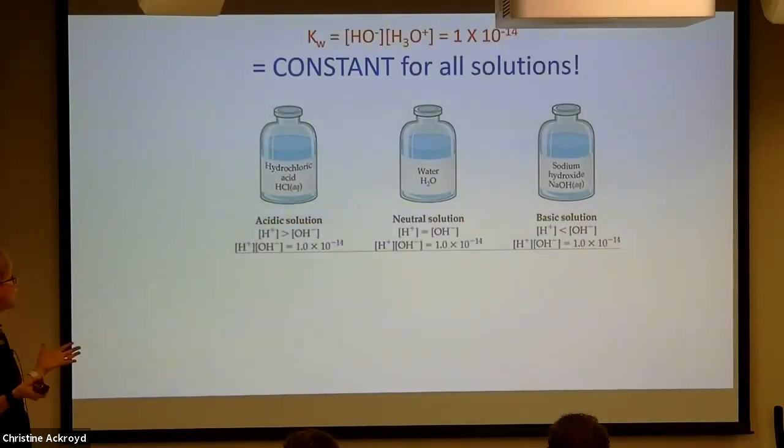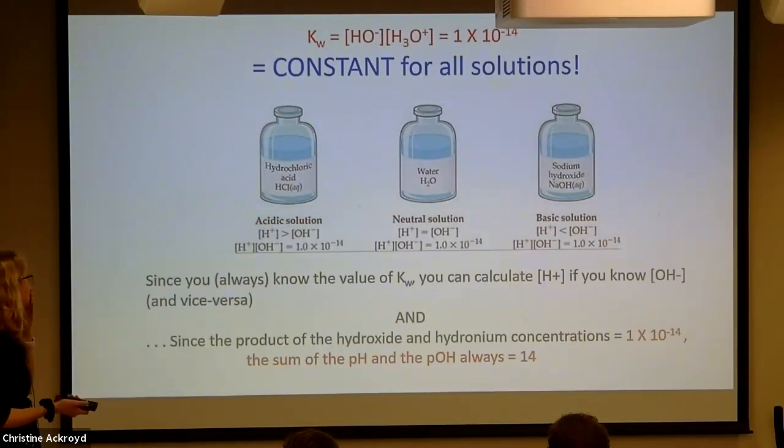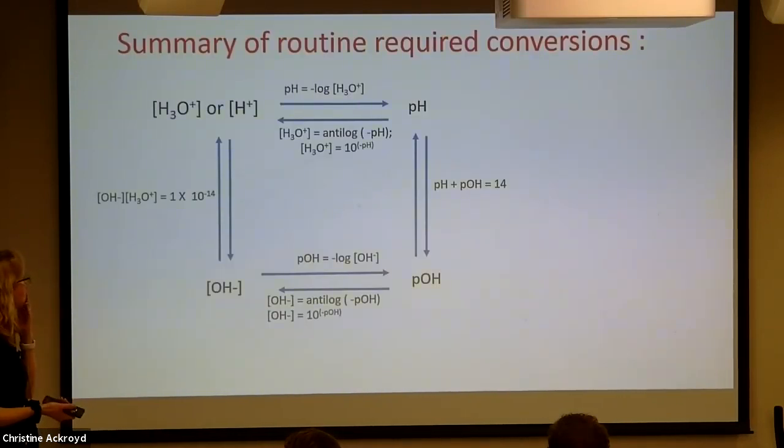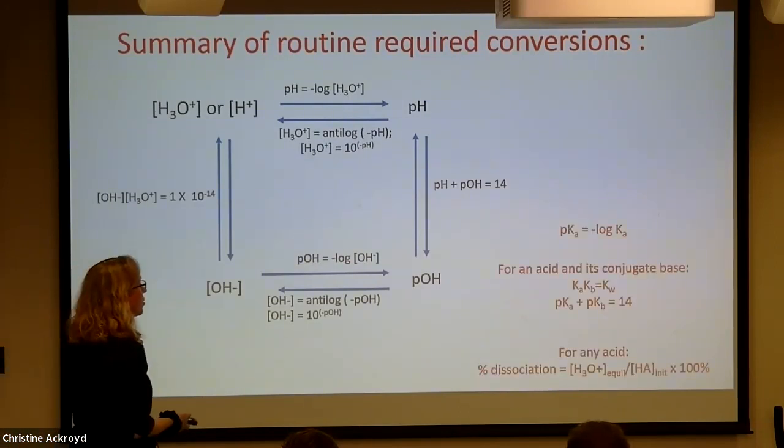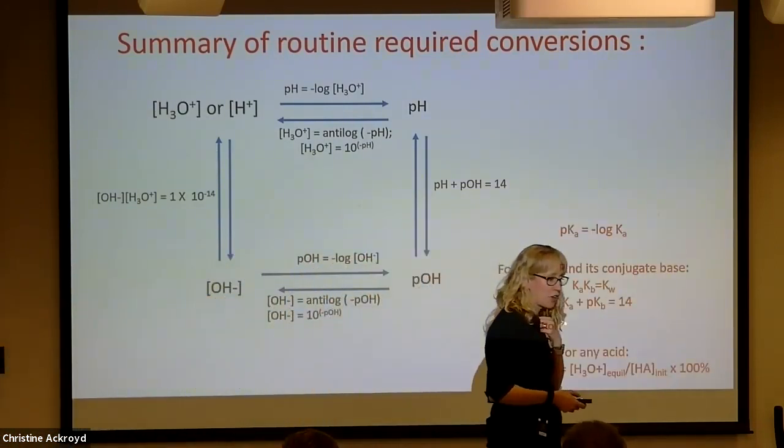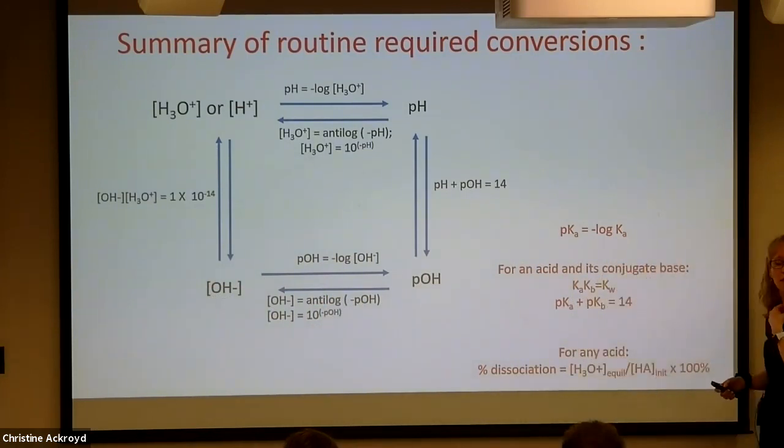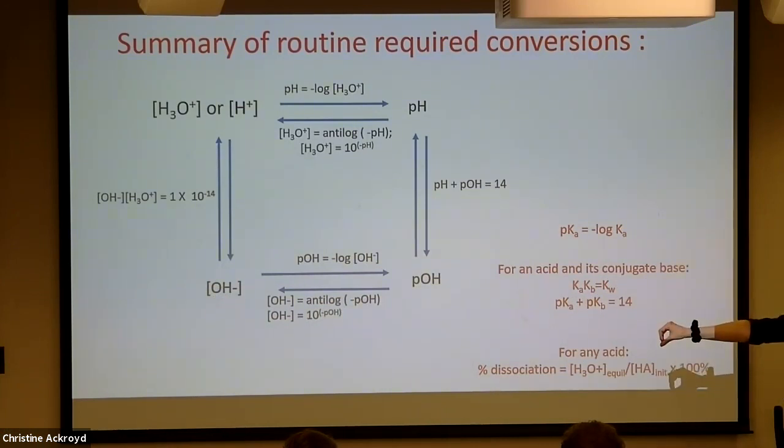There are some conversions that you need to be able to do that we talked about last time. You need to be able to convert hydronium to pH, pH to pOH, pOH to hydroxide concentration. You need to be able to convert Ka to pKa. We need to be able to get the Kb of a base from the Ka of the conjugate acid.